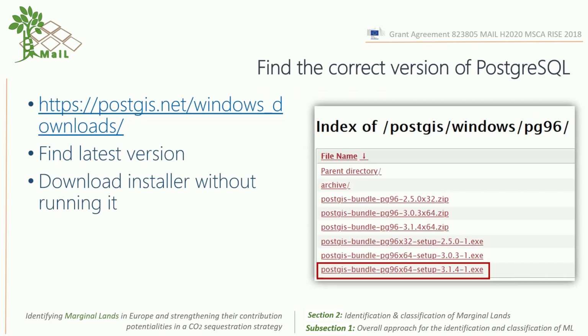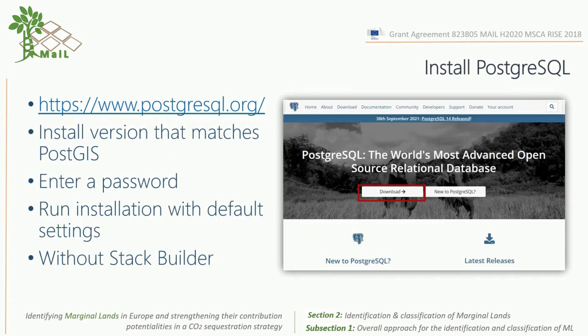First of all, find the latest version of PostGIS from the link provided and download it. Find which PostgreSQL version it uses by checking the executable file name. For example, here the PostGIS 3.1.4 version uses PostgreSQL 9.6. Next, go to the PostgreSQL site and download the respective PostgreSQL version. Here it was 9.6. Install PostgreSQL using the default settings and without Stack Builder.